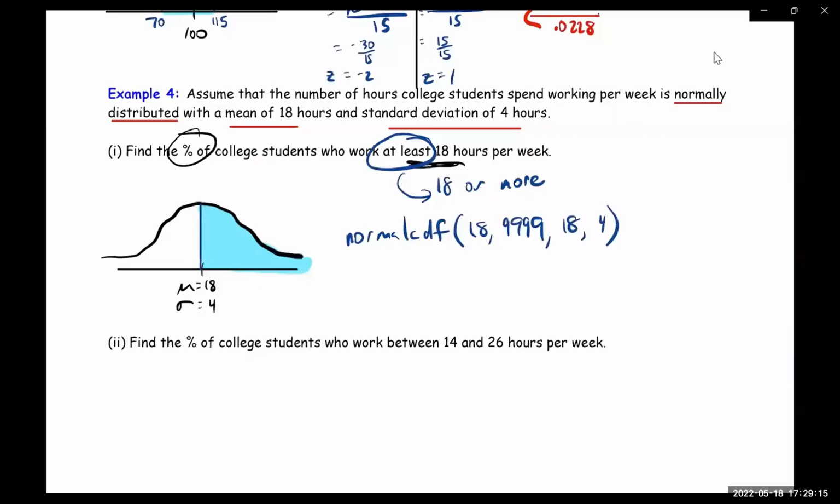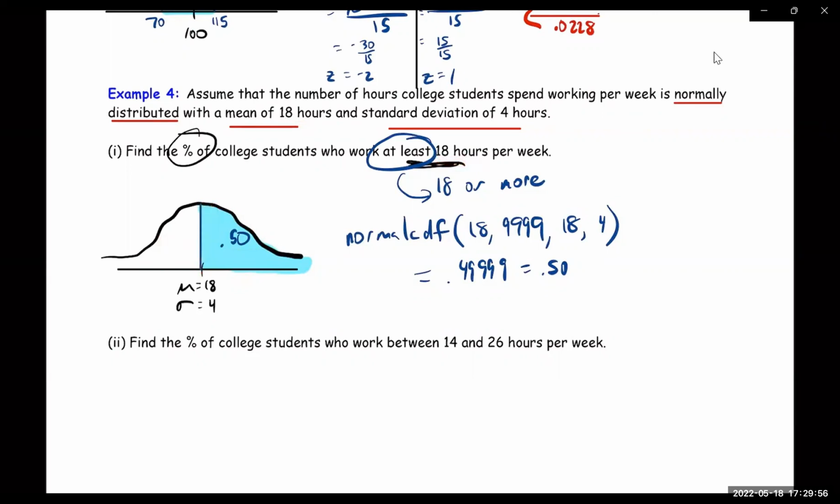So the lower is 18, the upper is 9999. The mean is 18, and the standard deviation is 4. You should get 0.499999, which rounds up to 50%. So just like we predicted, it is 50% of the students who work at least 18 hours. The reason I knew it was going to be 50% is because 18 was the same as the mean. 18 is right in the middle, and therefore it's 50% to the right, 50% to the left.